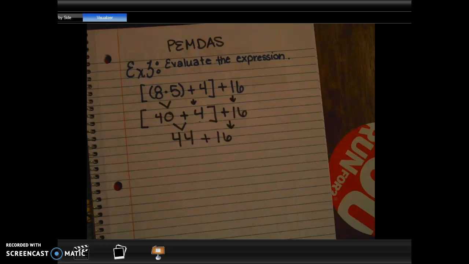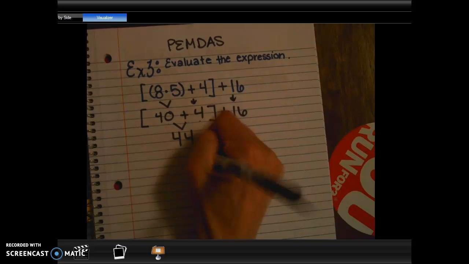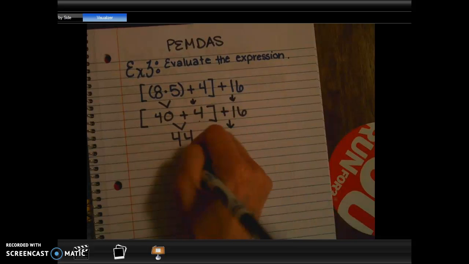Okay, now our last step is 44 plus 16, which I do believe is 60. And that is your final answer.